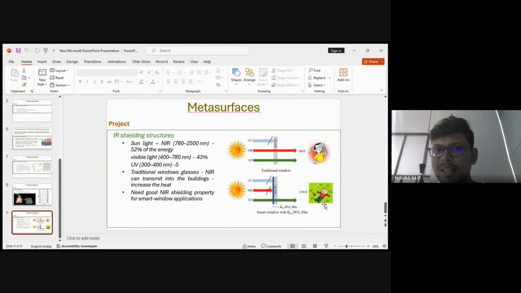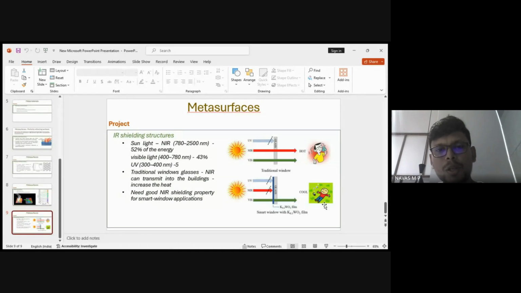So those are the other meta surfaces we are looking for. Basically, we have four different kinds of projects. One is plasmonic materials, then plasmonic metamaterials, then perfectly reflecting surfaces, then perfectly reflecting displays, and then we have IR shielding structures. So everything is in this one.